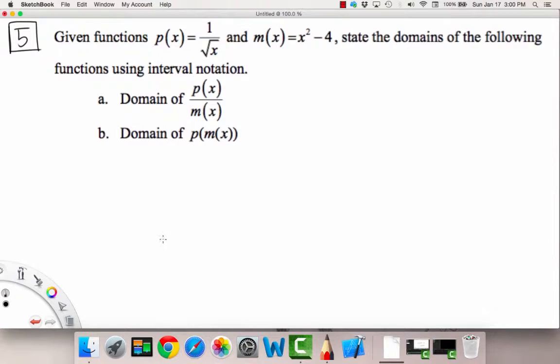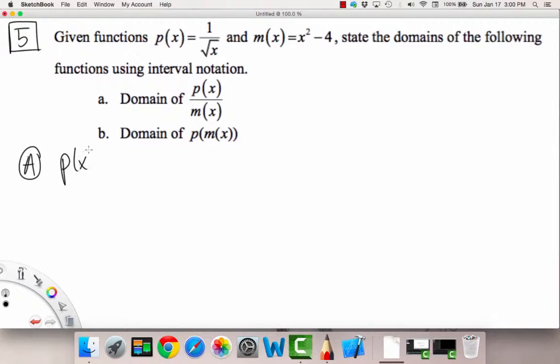Okay, last problem, number 5. We're given functions p of x, which is equal to 1 over the square root of x, and m of x, which is equal to x squared minus 4. We're going to state the domains of the following functions using interval notation. Let's work on part A first. We have the domain of p of x over m of x. So what does that mean?